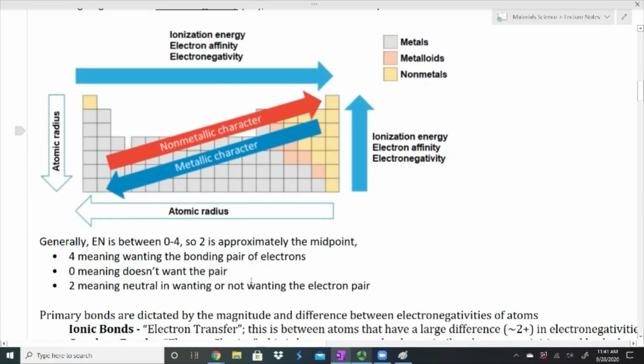And so we have some general rules here. Electronegativity is between 0 and 4, and so 2 is approximately the midpoint. 4 is our high end. It means that it really wants that bonding pair of electrons. 0 means that it doesn't want it at all. And 2, you could kind of say is neutral. It's not that it could take them or leave them. It just means that it doesn't want them as much as our nonmetals, which want them really, really badly.